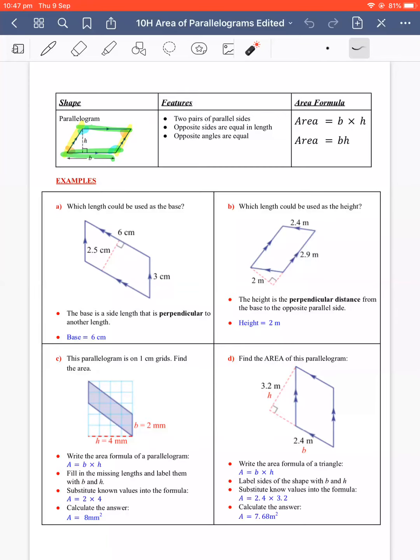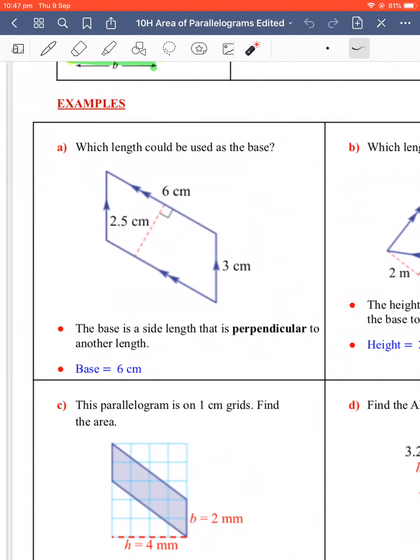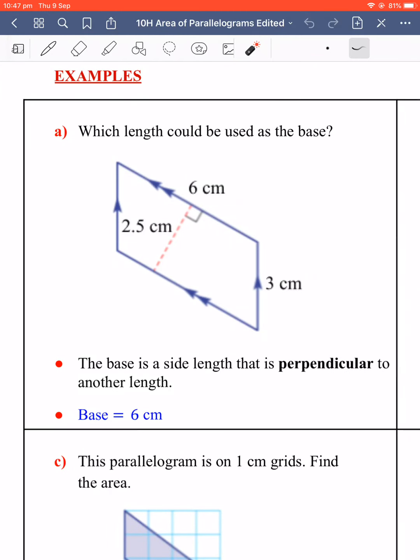Now on to our examples. So a couple of different ones we have here. Let's go through one by one. The first question is asking us to find the base. Apologies, let's use that green. So we're trying to find the base.